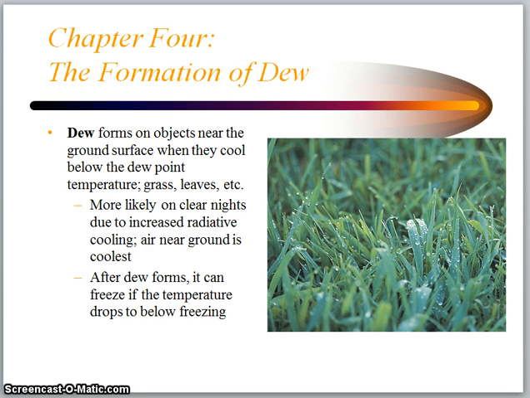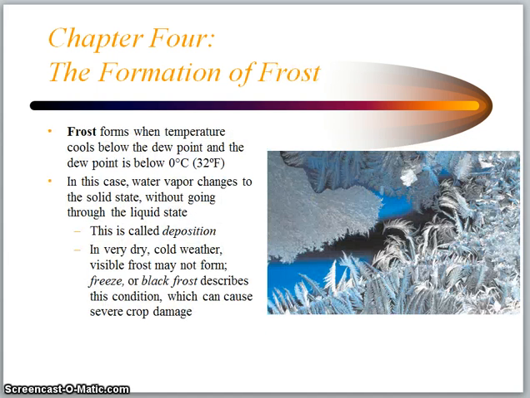Dew is much more likely on clear nights due to increased radiative cooling. The air near the ground gets coolest, and so that's why dew forms on objects right near the ground, especially if those objects are moist, like, say, grass. After the dew forms, it can freeze if the temperature drops below freezing, which leads us to the discussion of frost.